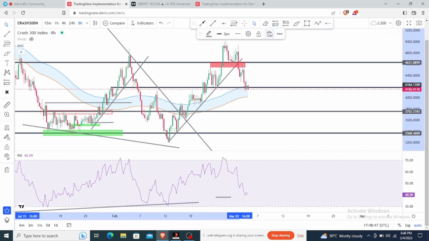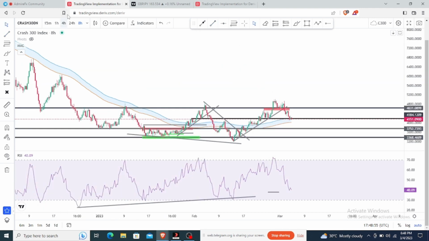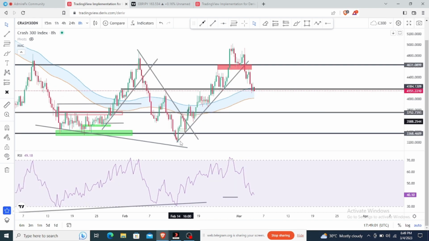Let me take this out. From this high to this other high here, just wait for a breakout. Mind you, this is the 8-hour time frame, so a breakout of the trend line on the same time frame, looking forward to price breaking structure and riding all the way to the upside.